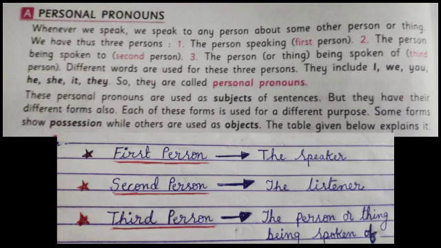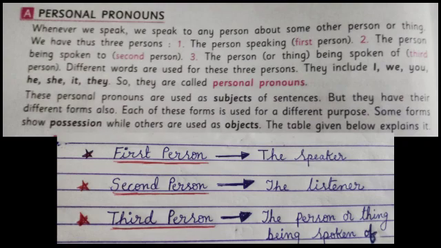The first one is personal pronoun. Whenever we speak to any person about some other person or thing, the person who speaks becomes the first person. The person to whom we speak, or the listener, becomes the second person. The person or the thing about whom or which we speak becomes the third person.